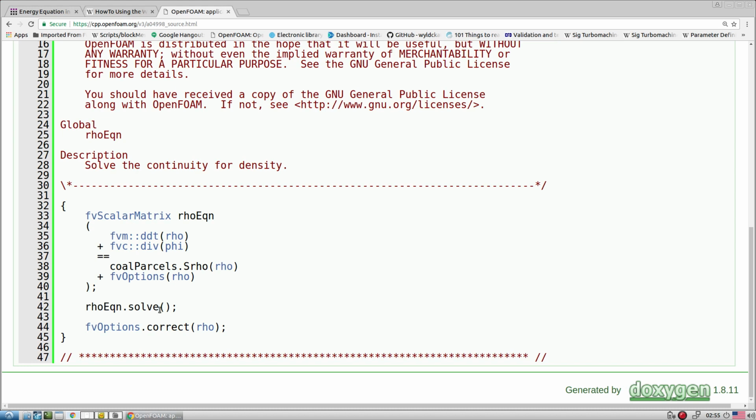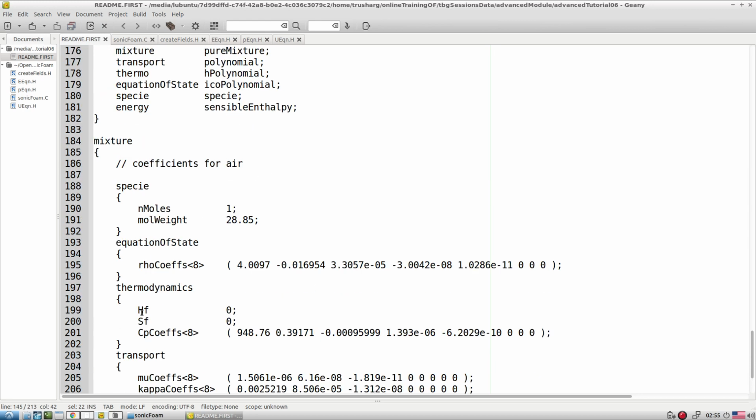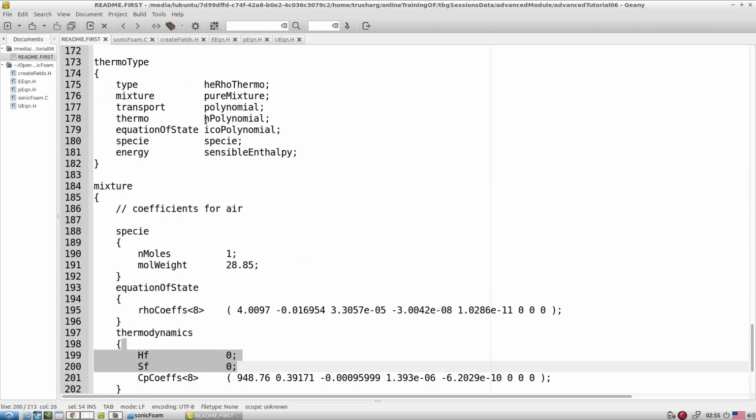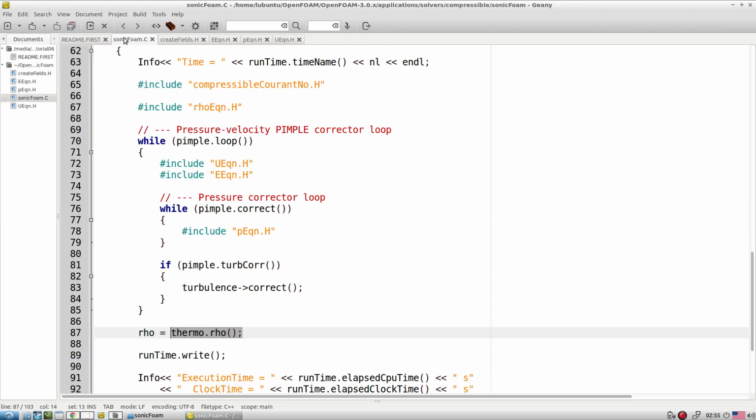So with the help of that we quantify the rho. But it is not going to take any iteration, because we are taking the rho based on our correlations. That is what is going to happen, because here we have rho equal to thermo.rho. So based on your thermodynamic properties, the thermophysical parameters, hePsiThermo whatever, it tries to quantify our rho out of it. So that is what happens at that location.